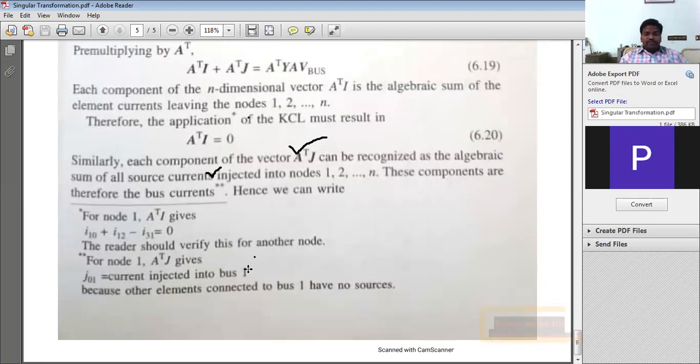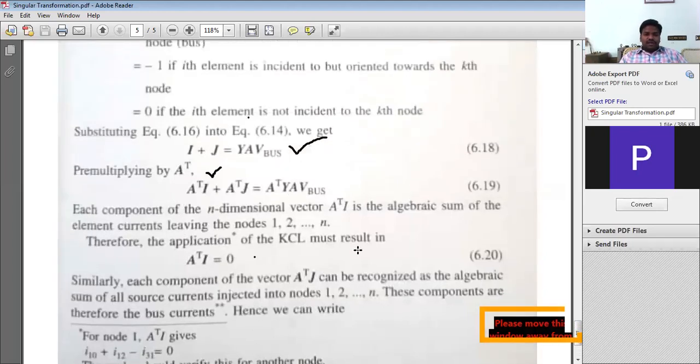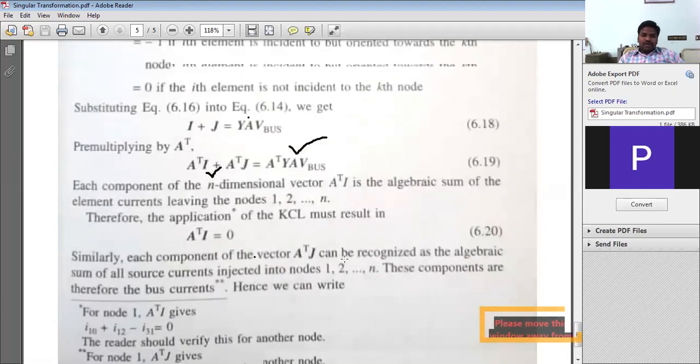In this particular case, you should verify for all the nodes. How many nodes are there? You will have a total of 4 nodes. So A transpose into I gives the information of the algebraic sum of the element currents leaving nodes 1, 2, 3. If you apply KCL at nodes 1, 2, and so on up to n number of nodes, you have A transpose into I equal to 0, so at any node that equation is satisfied. Similarly, A transpose into J is also recognized like this.